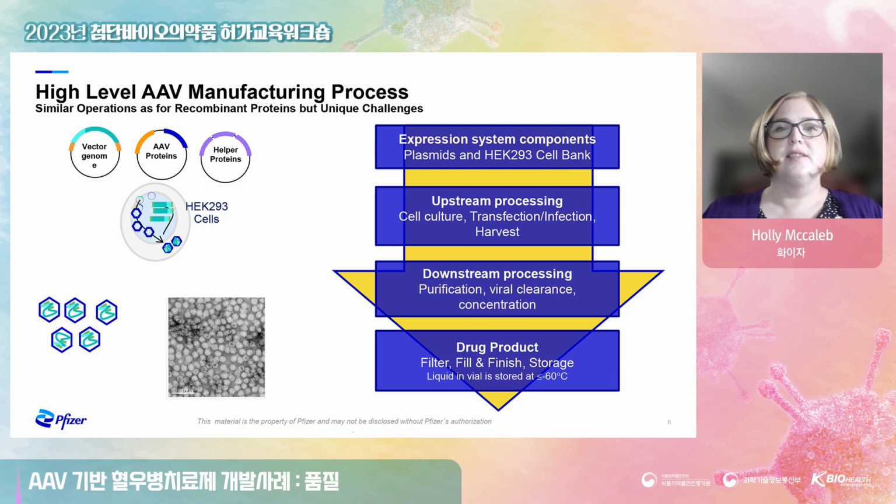The AAV manufacturing process starts with the cell bank, usually HEK293 cells, and the 3 plasmids necessary to generate the AAV. Upstream processing includes growth of the cells in culture, transient transfection of the HEK293 cells with the plasmids, and then harvest of the AAV capsids. Downstream processing includes purification, viral clearance steps, and concentration. Filter, fill, and finish steps are completed to generate the drug product, which is then stored at temperatures below -60 degrees Celsius. An electron microscopy image of purified AAV capsids is shown on the bottom left of the screen.